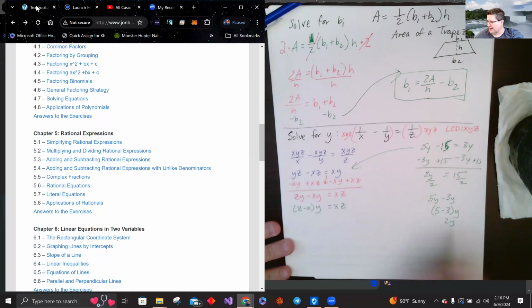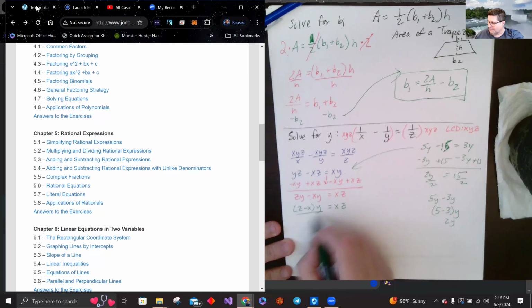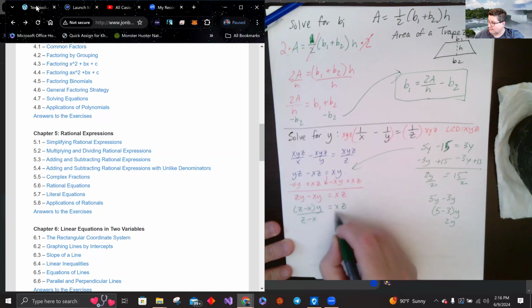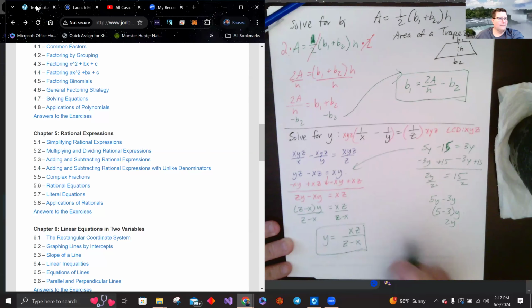But the idea is still the same. I would divide by 2 here. Well, now I'm going to divide by z minus x. And I get y equals xz over z minus x. Look at that. Isn't that beautiful?